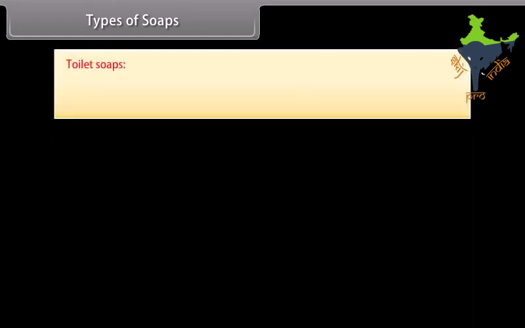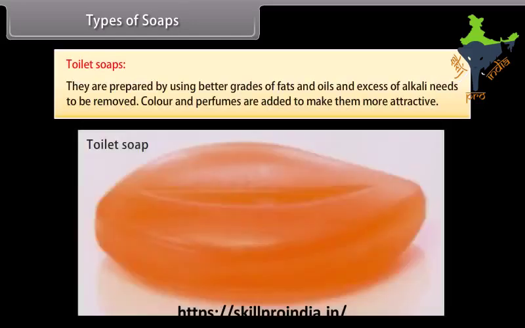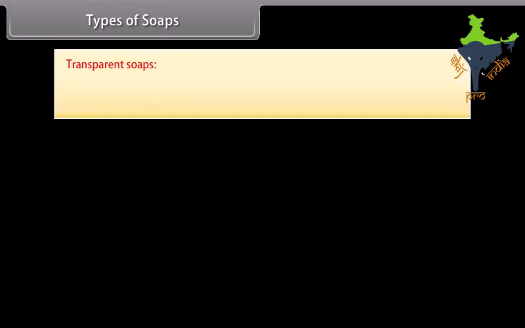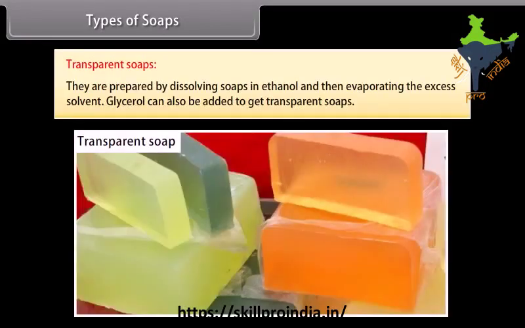Types of soaps. There are different types of soaps depending upon ingredients. Toilet soaps. They are prepared by using better grades of fats and oils, and excess of alkali needs to be removed. Color and perfumes are added to make them more attractive. Transparent soaps. They are prepared by dissolving soaps in ethanol and then evaporating the excess solvent. Glycerol can also be added to get transparent soaps. They are used for dry skins.